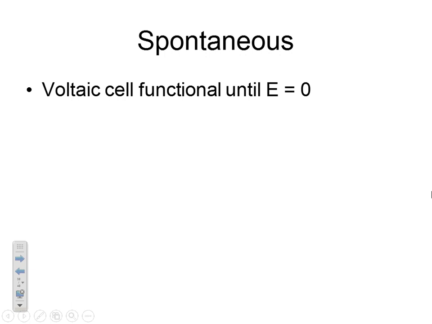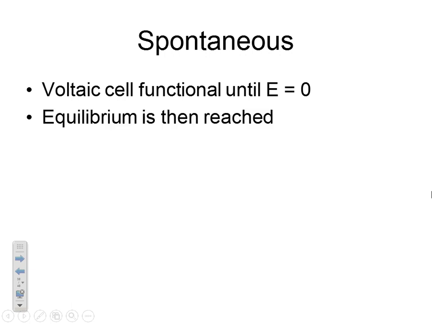In terms of spontaneity, and then tying this in with equilibrium, a voltaic cell is functional until its potential reaches zero. When its potential reaches zero, that's when you have equilibrium. That's when delta G is equal to zero. And remember that equilibrium is defined as when the rate of the forward reaction is equal to the rate of the reverse reaction. If you think about this in the context of a voltaic cell, then you don't have an overall net push for the electrons to move from the anode to the cathode, because there's essentially equal push from both sides. There's nothing that's saying that the electrons should prefer to move to the cathode. Now there's equal push from both sides.